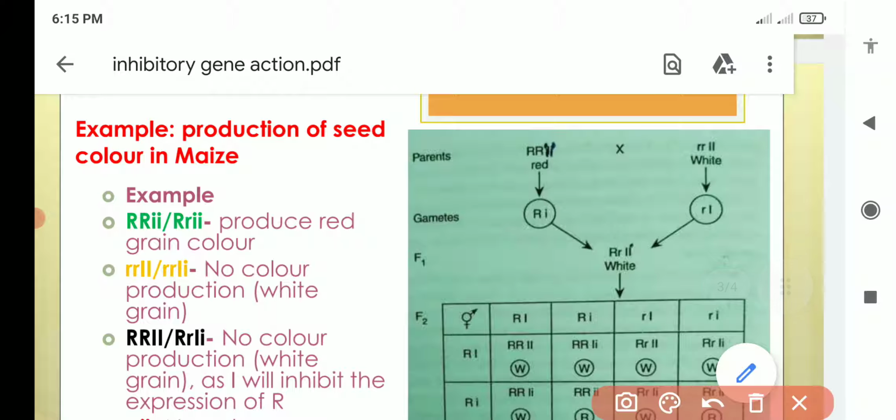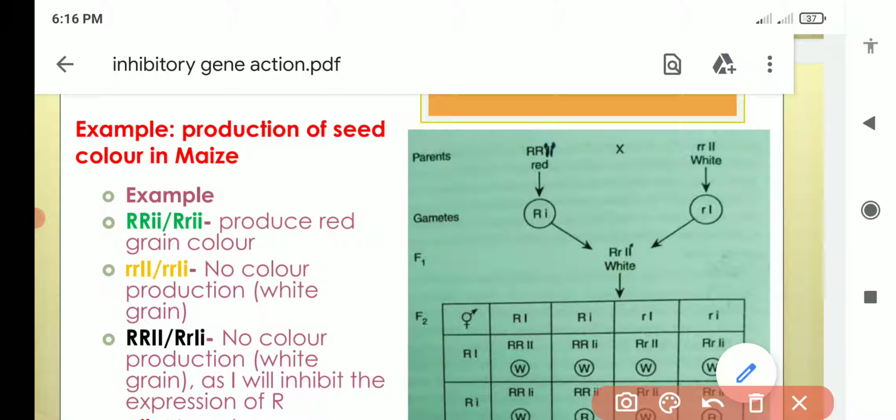These are the parents which we are using for our crossing purpose. Here one parent is producing red color seed and one parent is producing white color seed. The genotype for red color production is capital R, small i, because we all know that only capital R, when it is present alone with small i, will produce red color.